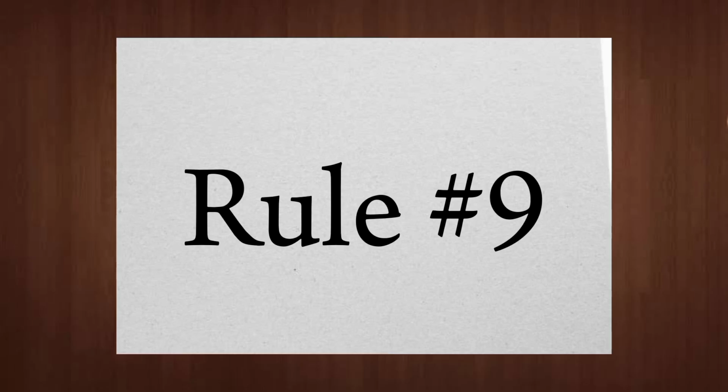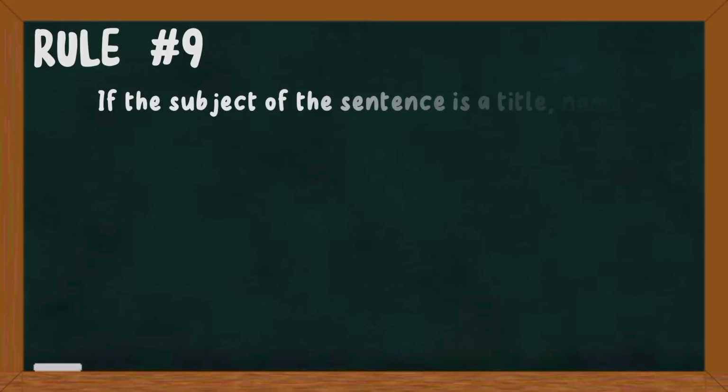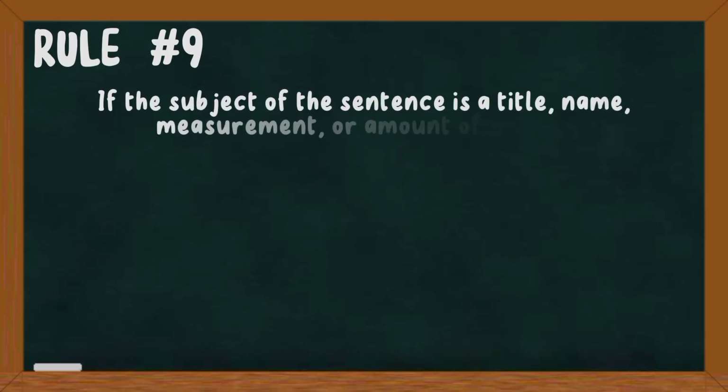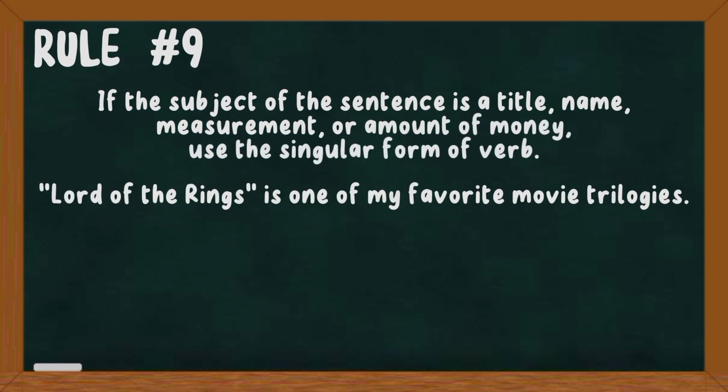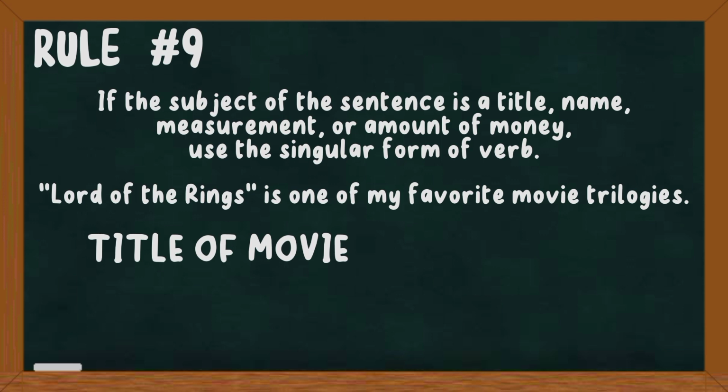Rule number 9. If the subject of the sentence are titles, names, measurements, or amount of money, use the singular form of verb. The Lord of the Rings is one of my favorite movie trilogies. The Lord of the Rings is a title of a movie. For that case, it must be the singular form of verb.